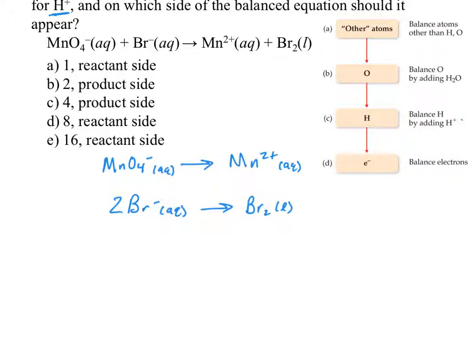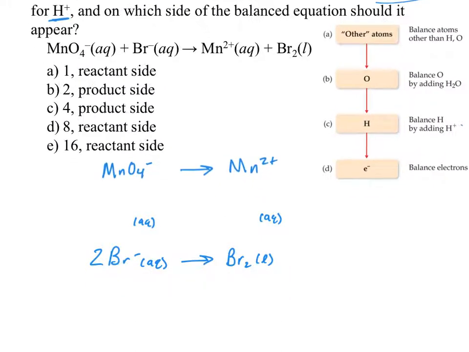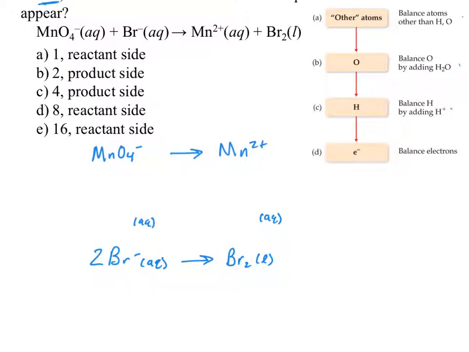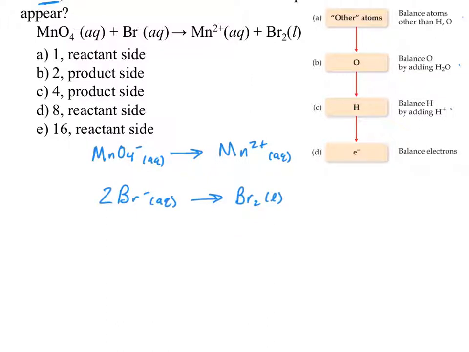Now we'll take a look at the oxygen. For our first half reaction with the manganese, we have 4 oxygen on the reactant side, none on the product side. So in order to balance out the oxygen, we need to add 4 water. Okay, everyone see that?